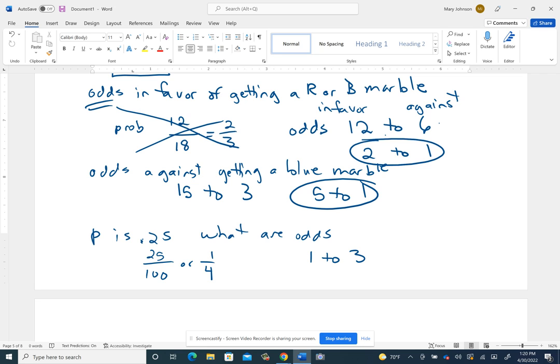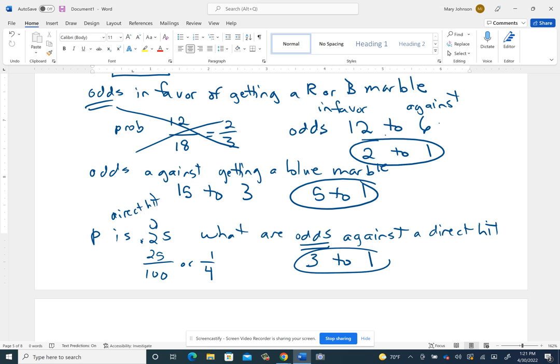Oh, odds. I didn't finish the statement. What are the odds against? This is the probability of getting a direct hit. And you were asked, what are the odds against a direct hit? So this is the probability of a direct hit happening. So the probability against it would be 3 to 4, but you want the odds against it. So it would be 3 to 1 would be your answer. The odds against a direct hit would be 3 to 1.